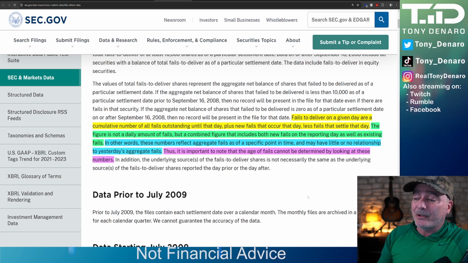The SEC tells us here in yellow, the fails to deliver on a given day are cumulative number of all fails outstanding until that day, plus new fails that occur that day, minus fails that settle that day. The FTD number is not a daily amount of fails, but a combined figure that includes both new fails on the reporting day as well as existing fails. In other words, the numbers reflect aggregate fails as of a specific point in time and may have little or no relationship to yesterday's aggregate fails. Thus, it is important to note that the age of fails cannot be determined by looking at these numbers.